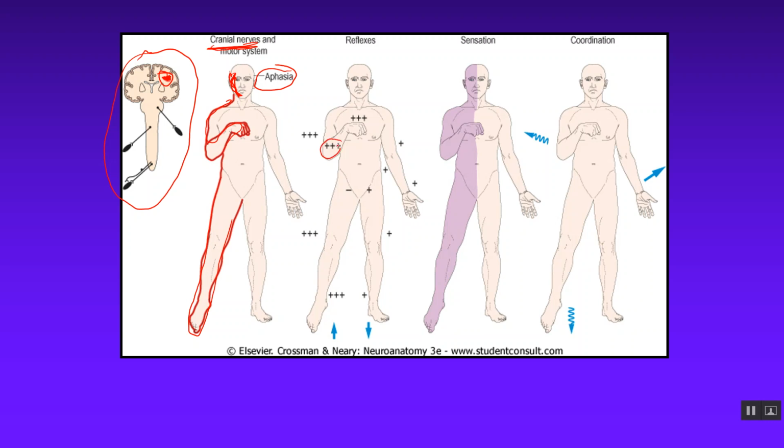And then you'll notice that this person has three pluses on all these areas of his right side, which means if you tapped on his reflexes, they'd be very hyperactive. This is spastic weakness, hyperactive reflexes. And then they show here, if you scrape the bottom of their foot and did a Babinski reflex, that big toe would go upwards. That means they've got an extensor response.